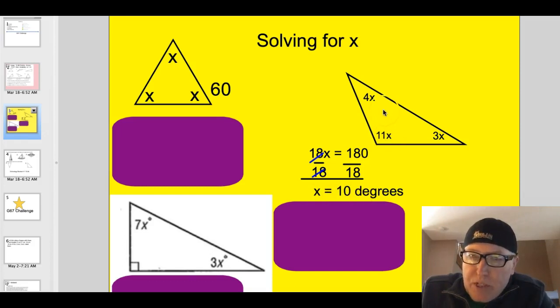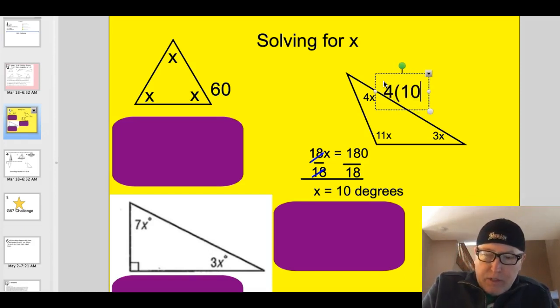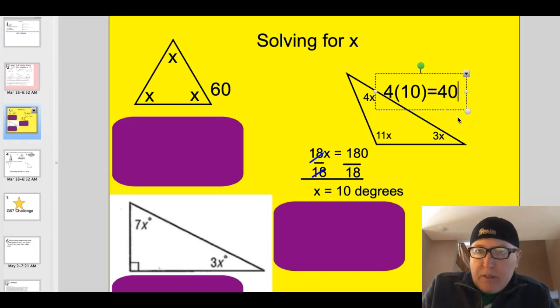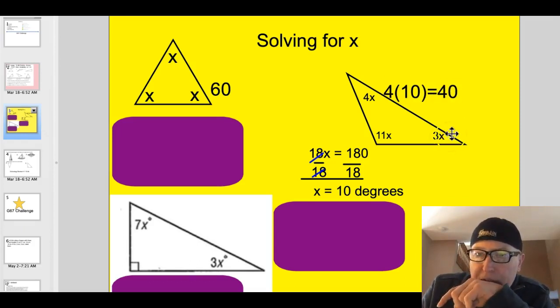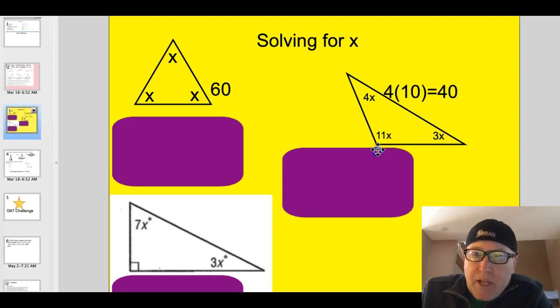So I could take and put this back in. This is going to be up here. This would be 4 times 10, or 40 degrees. This one is going to be 3 times 10, or 30 degrees. This one is going to be 11 times 10, or 110 degrees. That's solving for x.